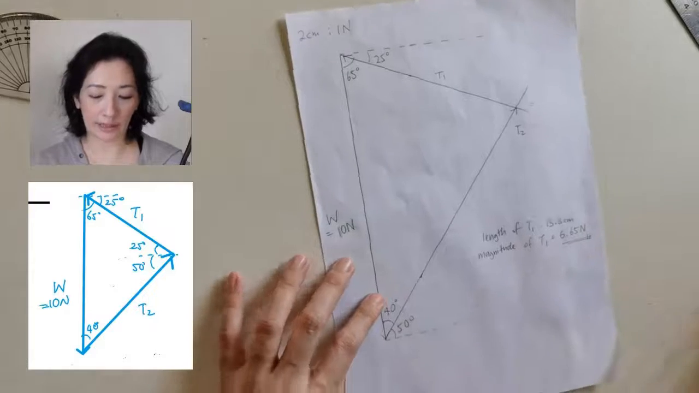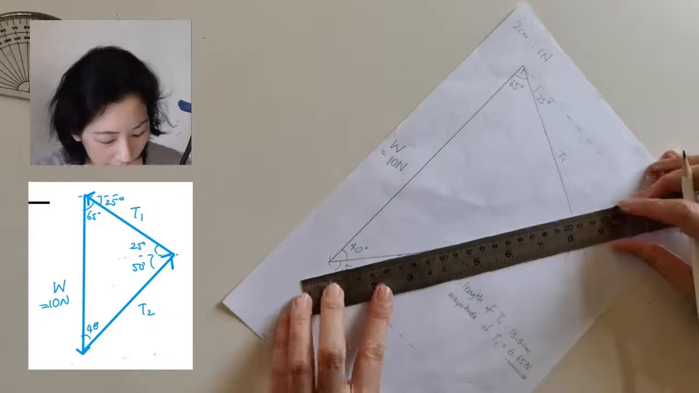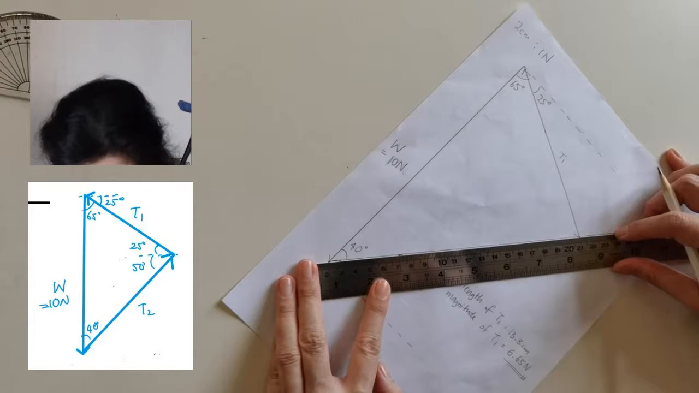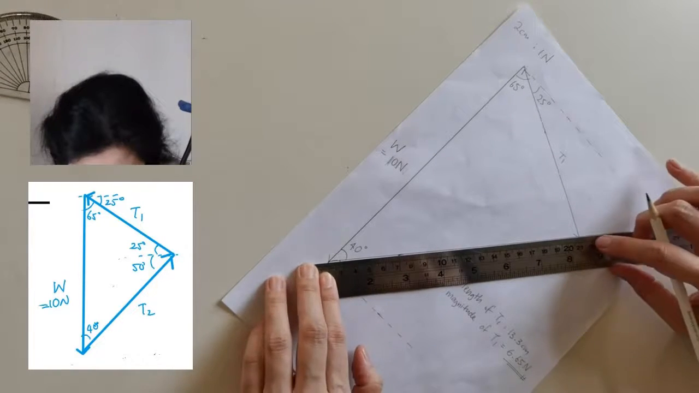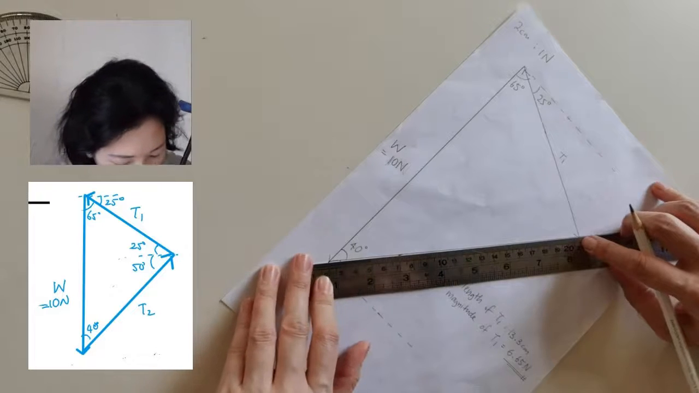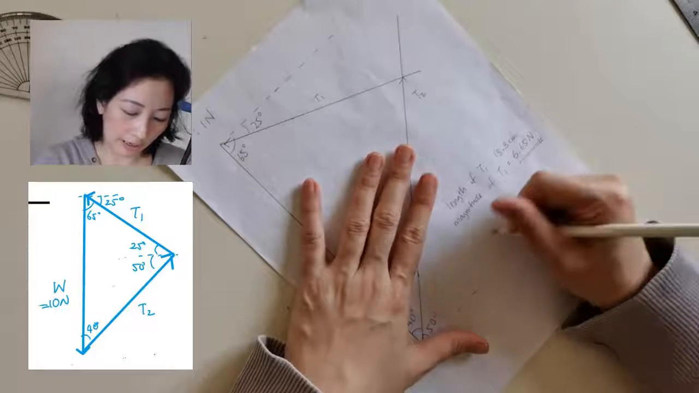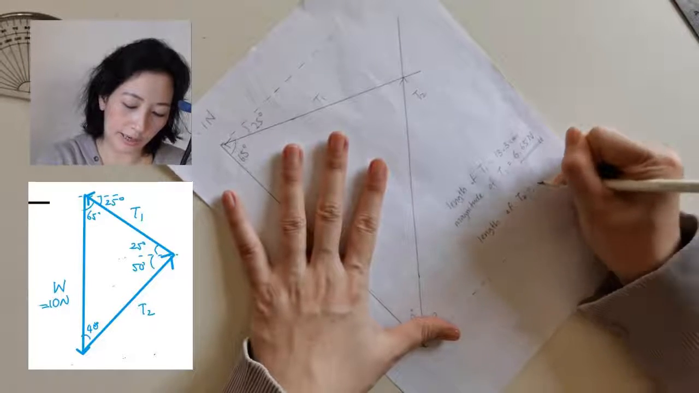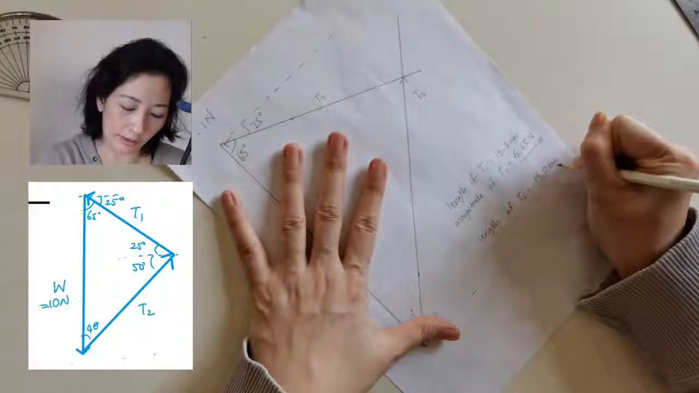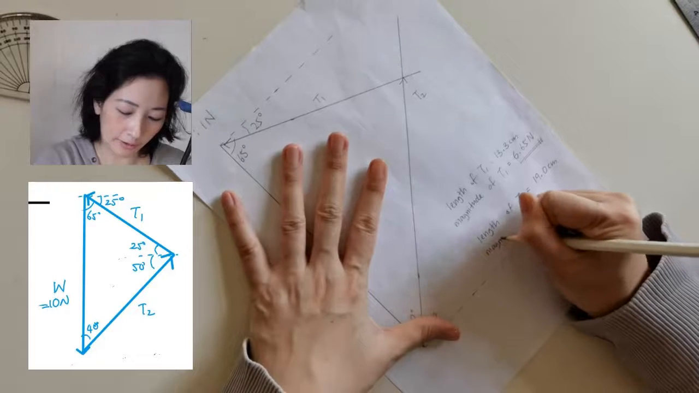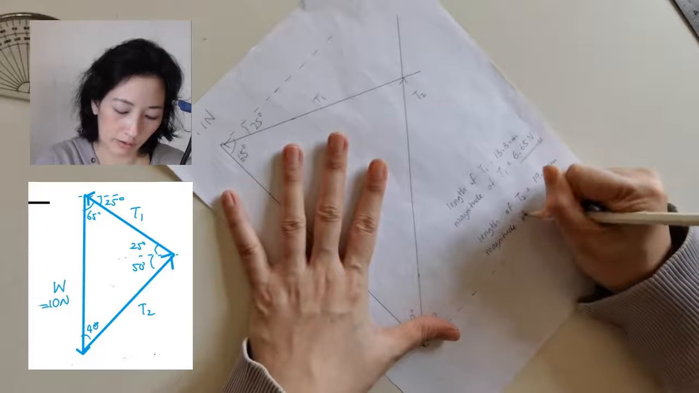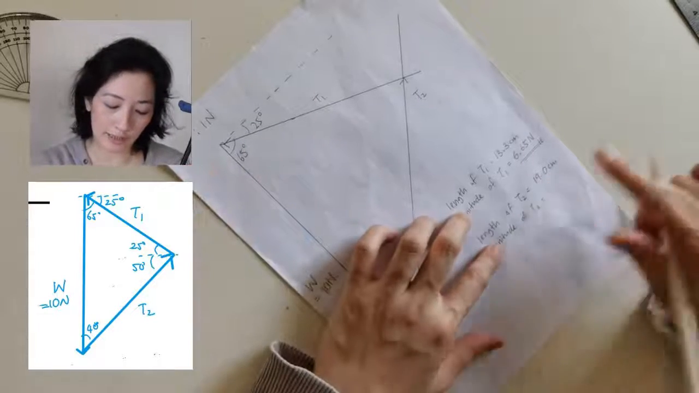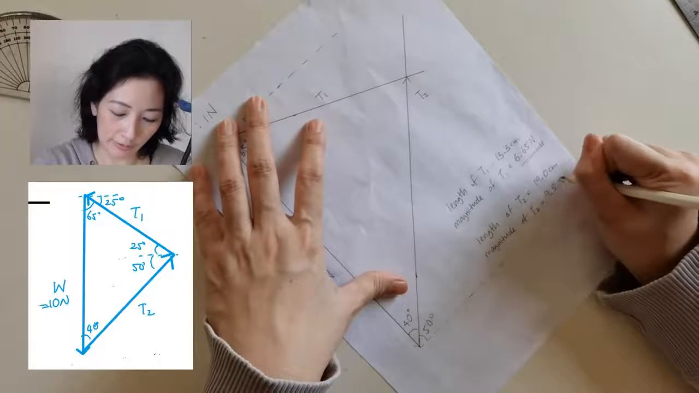Do the same thing for T2. So I'm going to measure out the length of T2, which is about 19 centimeters. So the length of T2 is 19 centimeters, which means that the magnitude of T2 is 19 divided by 2, which gives us 9.5 Newton.